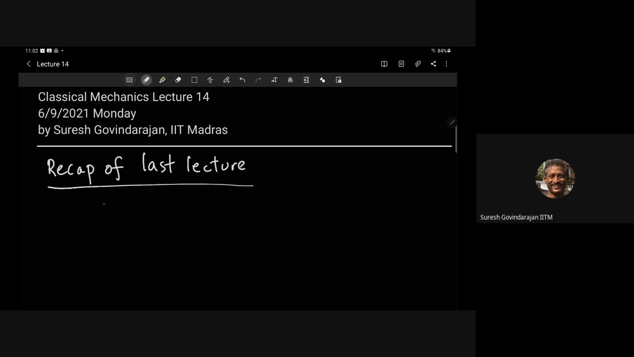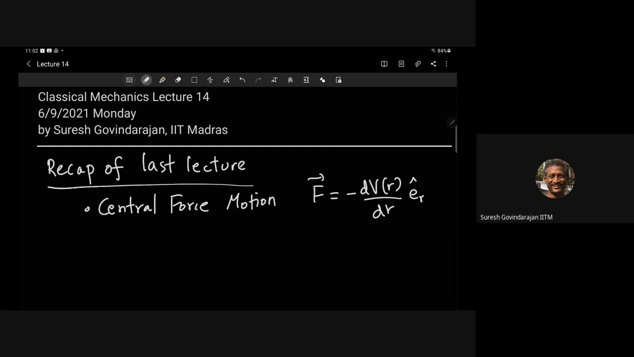Okay, so we started studying central force motion, or motion under a central force. That's the more precise way of saying it. So the force was along the radial direction. There's a preferred point which we choose as the origin.